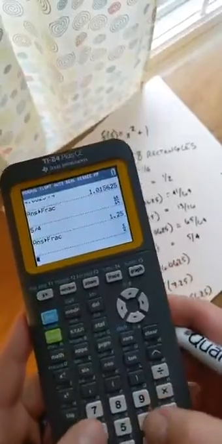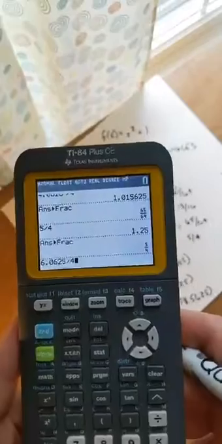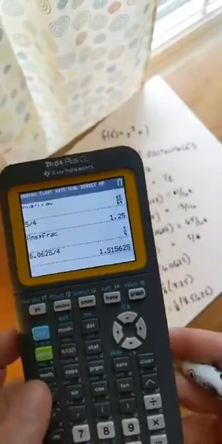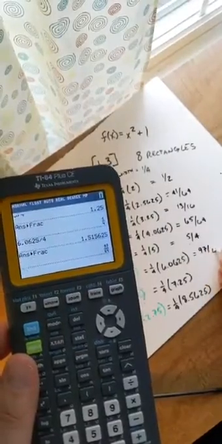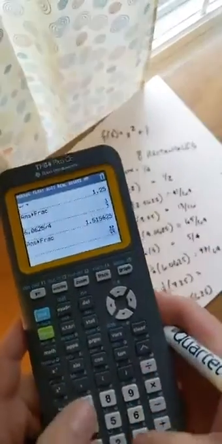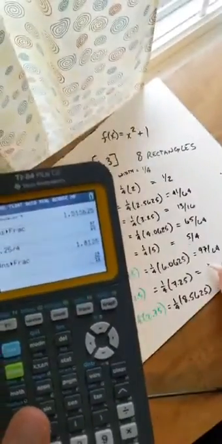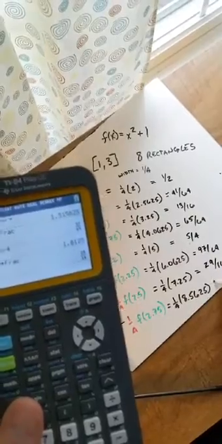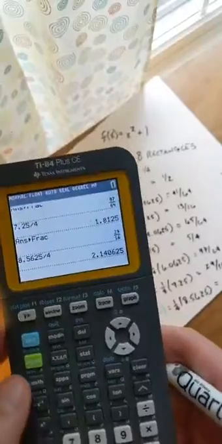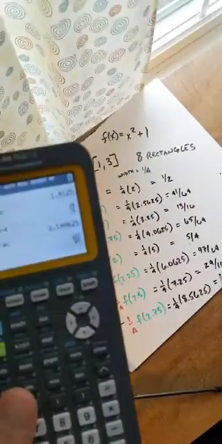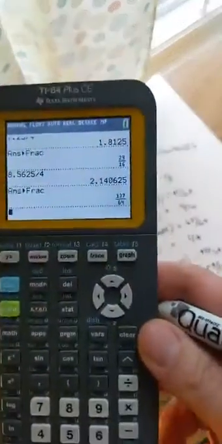All right, let's see, 6.0625 divided by 4. Math, enter, enter. 97 over 64, all these lovely numbers. 7.25 divided by 4. Math, enter, enter. 29 over 16. And then lastly, 8.5625 divided by 4. Math, enter, enter. 137 over 64. Okay, so that was the long stuff.